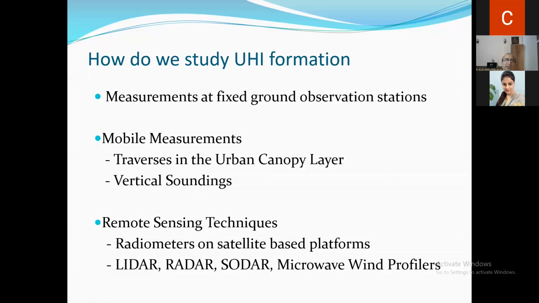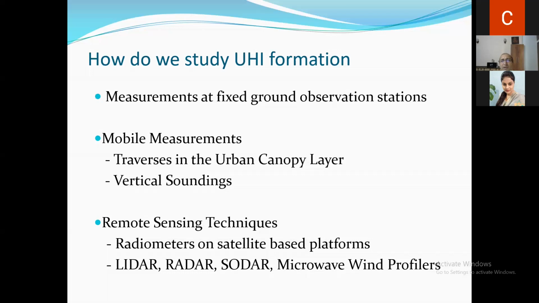Now, how do we study these urban heat island formations? There are different ways. One is that we can make measurements of temperatures at fixed ground observation stations, or what are called meteorological observatories. And these days we have a network of automatic weather stations, which will provide you data on several meteorological variables. Then we can make what are called mobile measurements. That is traverses in the urban canopy layer.